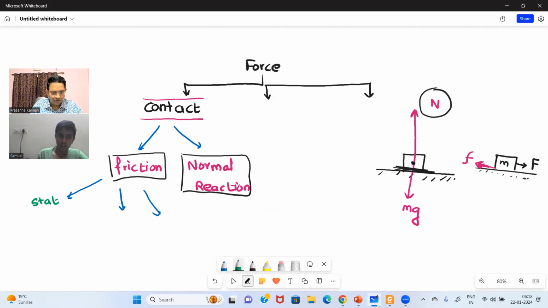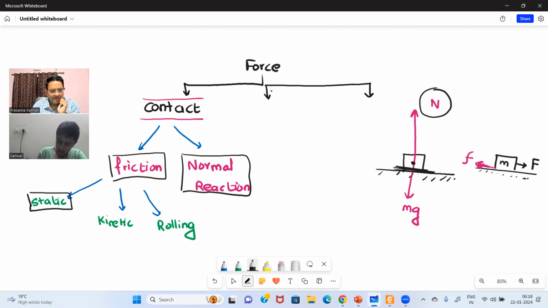One is called static friction. Another is called kinetic friction. Another is called rolling friction. What do you mean by static friction? Friction which acts when a body is still at rest.